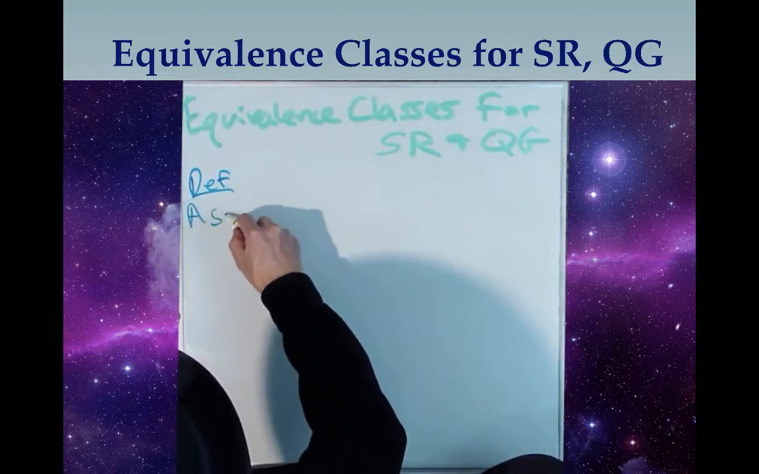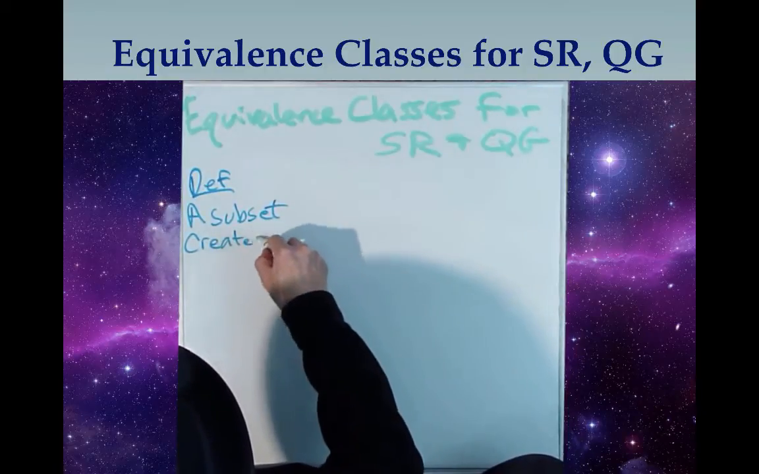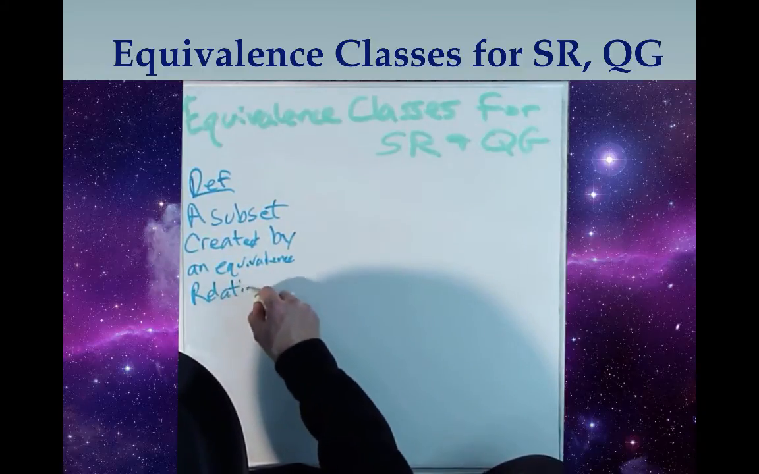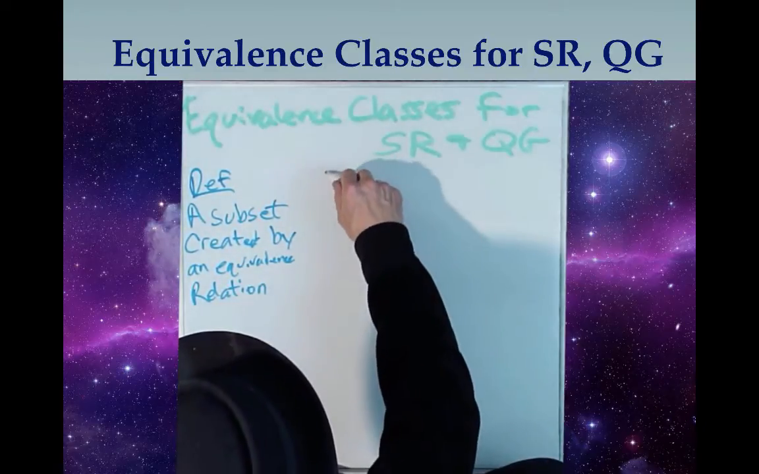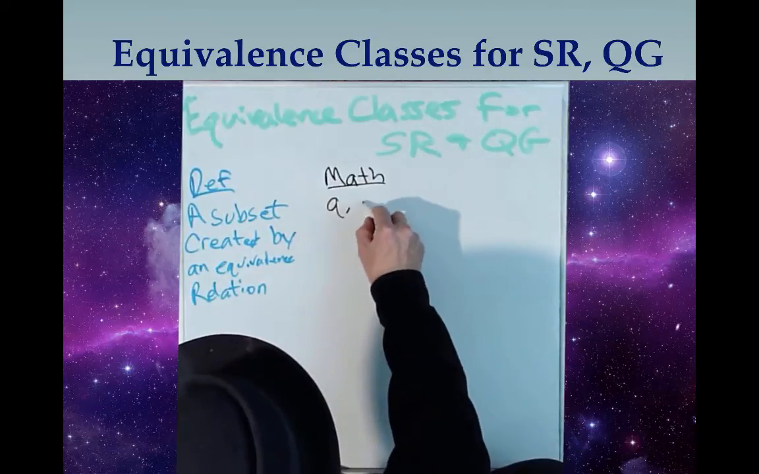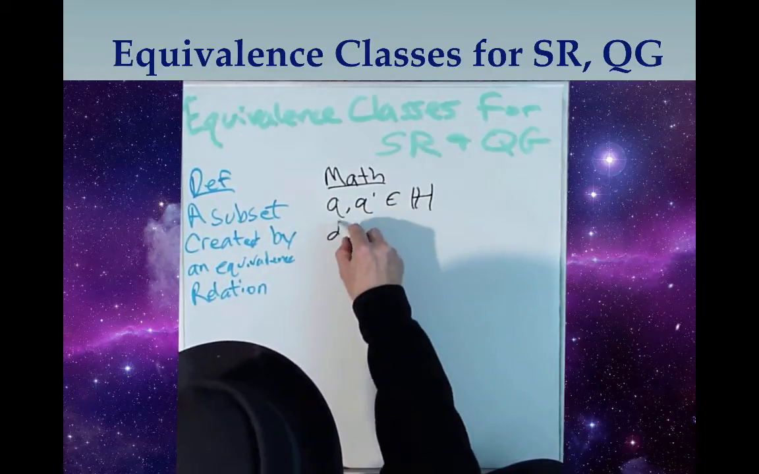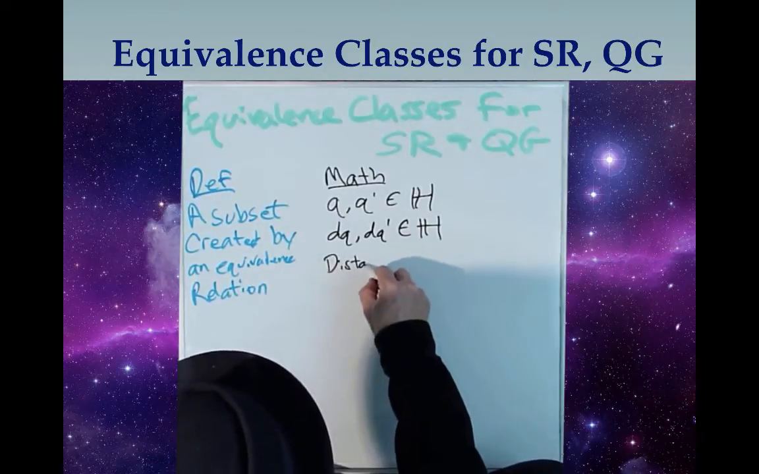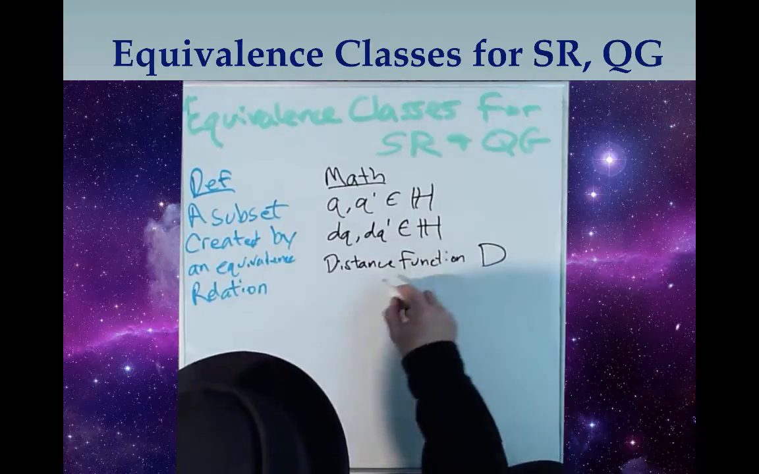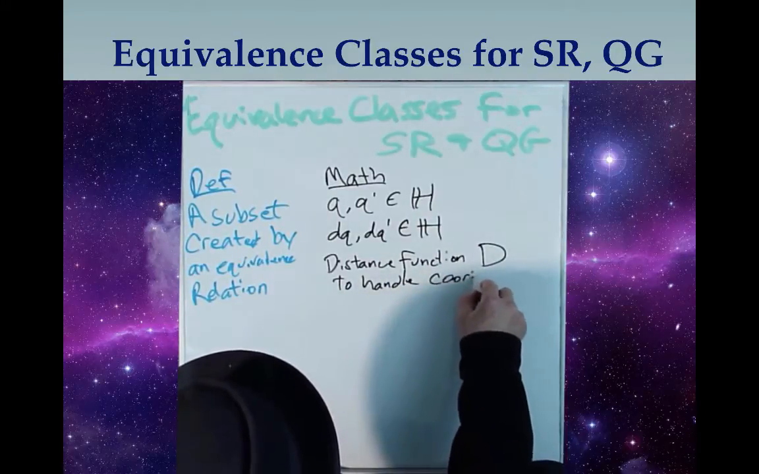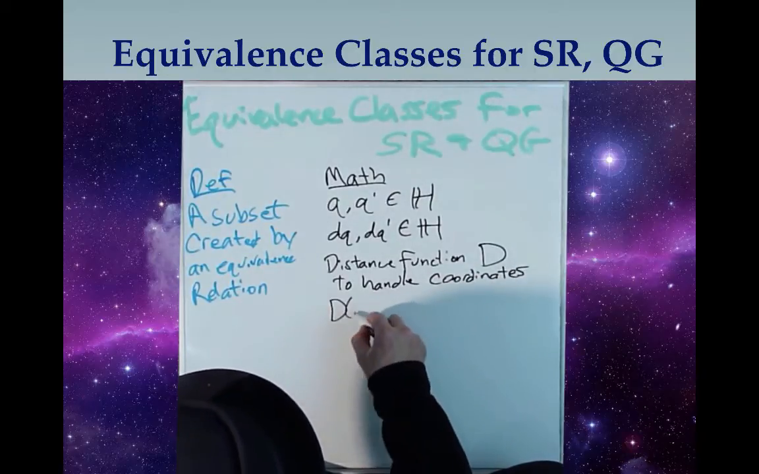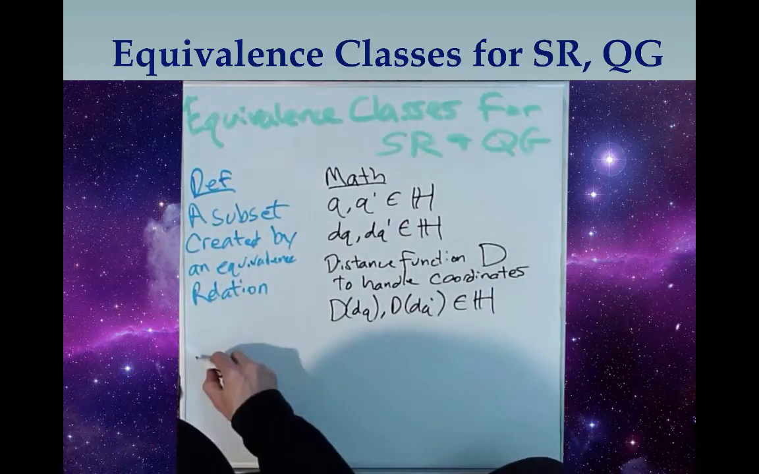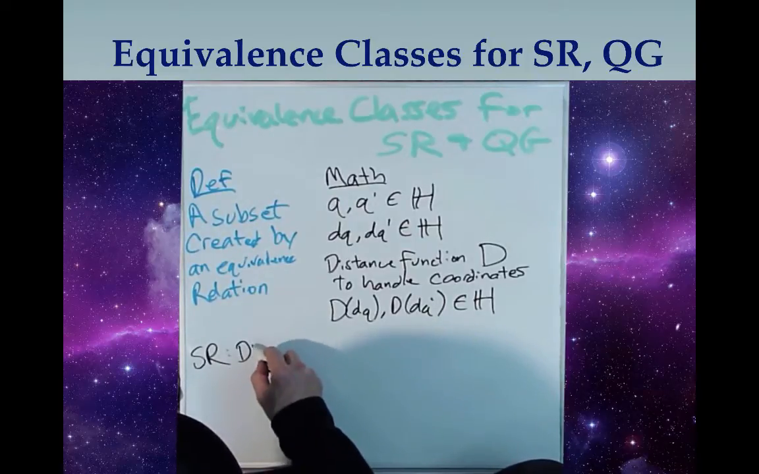So we'll get our definition. It is a subset created by an equivalence relation. Ooh, doesn't that sound official? Okay, so what do we mean? Well, we start with quaternions, both of which are an element of the set of quaternions, but we're actually looking at differences of quaternions to eliminate the origin. And then we had to come up with this thing I call a distance function, because people are going to want to pick different sorts of coordinates, and the distance function will manage going from, say, spherical to Cartesian and all that kind of stuff. But this distance function acting on the difference between two quaternions is still a quaternion. Okay, so what is special relativity?